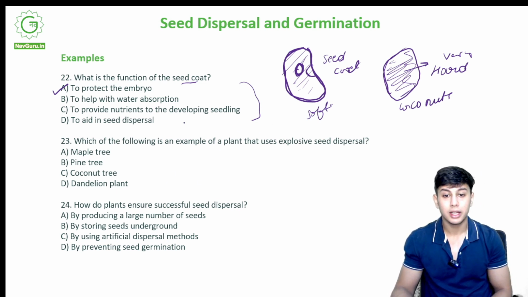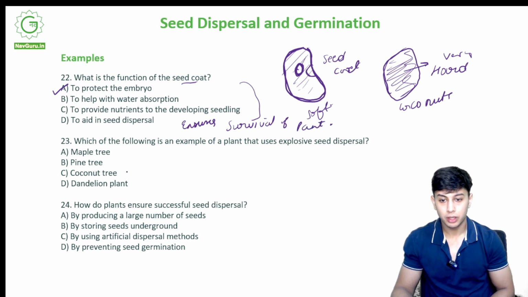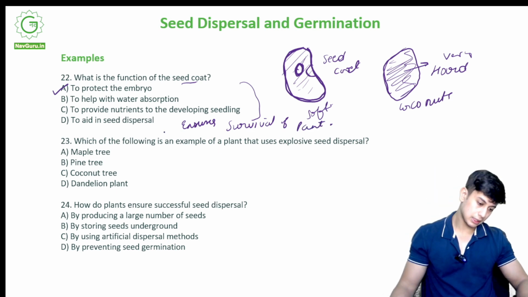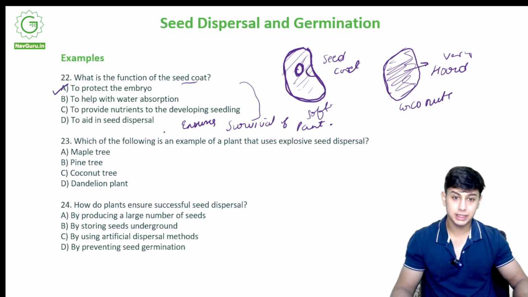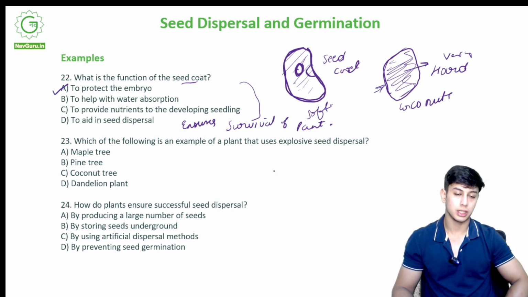This is what ensures survival of the plant. If, for example, some plant has a very hard seed coat, it will stay protected for long, and whenever it gets a favorable condition, the water, the warmth, then it will grow. This is the case in coconuts. It is very hard.